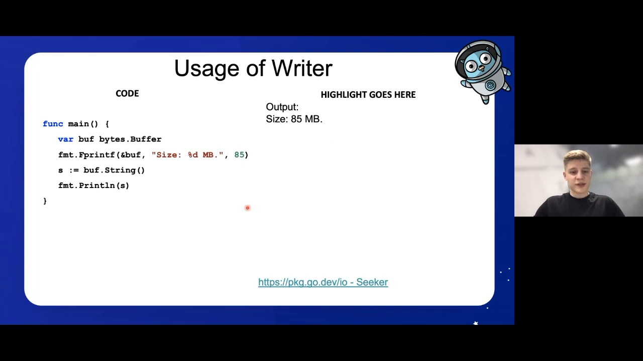The next one is an example with a writer. So what we do here, we create a buffer, and we're able to actually write to this buffer via the Fprint function, which implements Writer under the hood. So here we use a buffer, but it can be a file or somewhere else. Yeah, then we just want to get the string from the buffer and print it. So the output will be as follows.